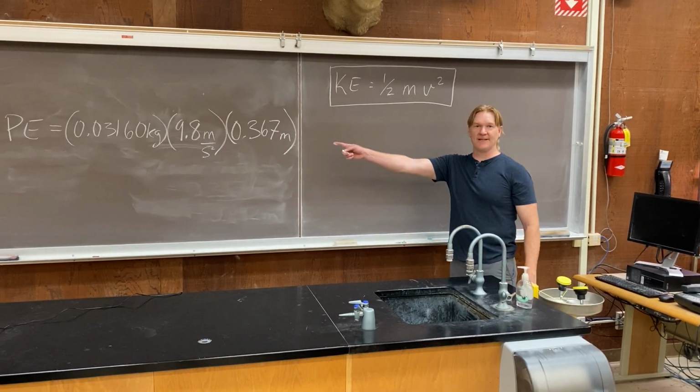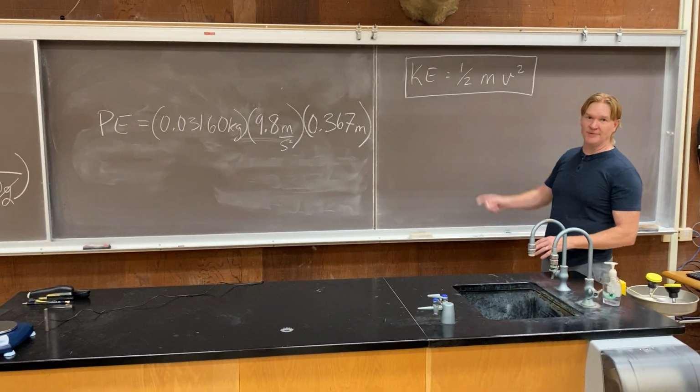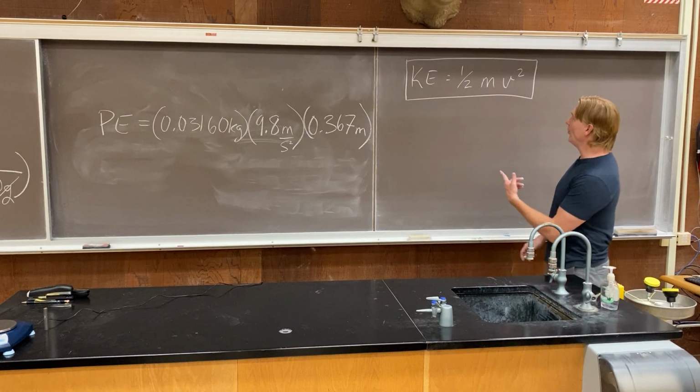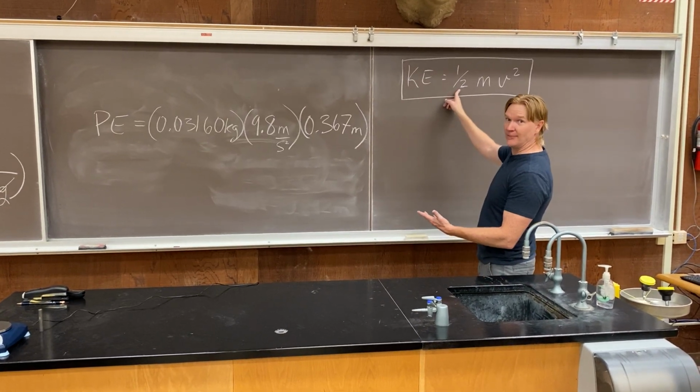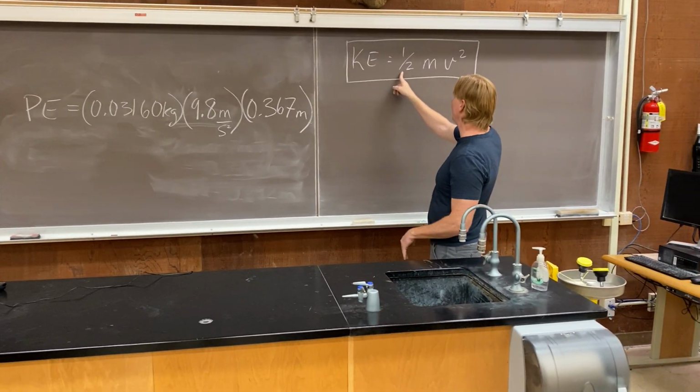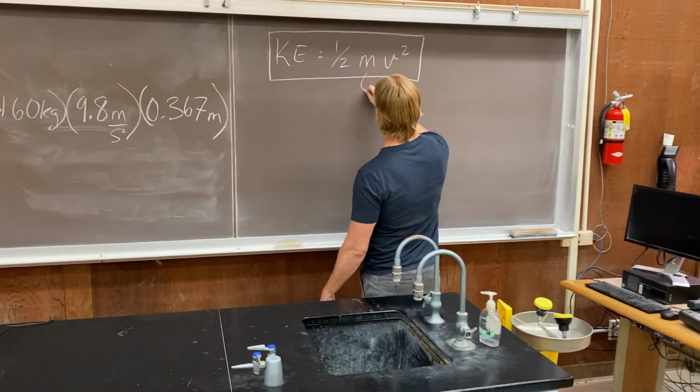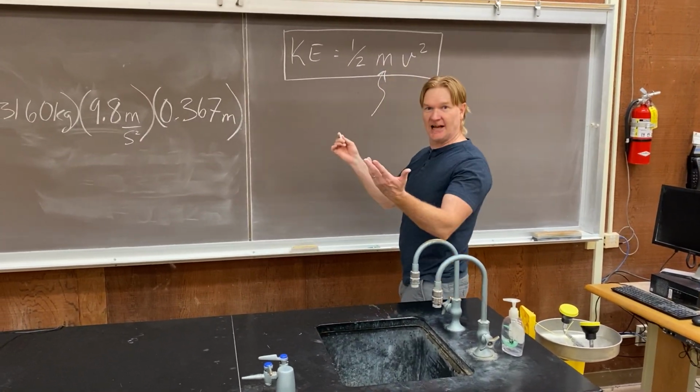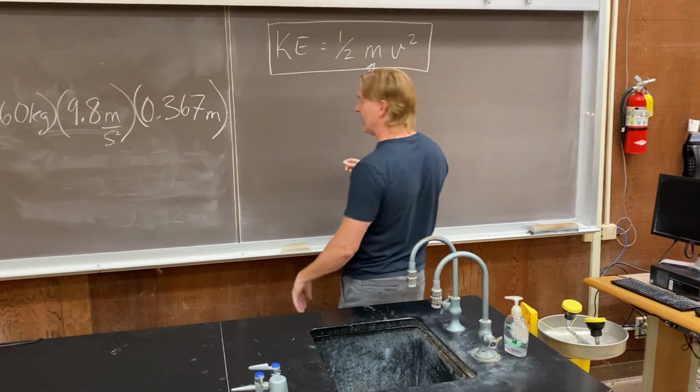All right, so we've got the potential energy figured out. Time to move on to kinetic. So a half, no problem. That's just a constant, easy. 0.5 in your calculator. The mass, exactly the same mass we already measured.